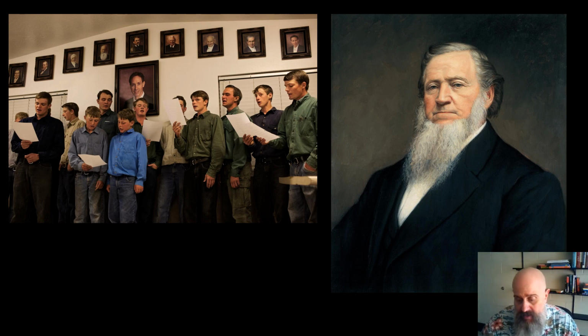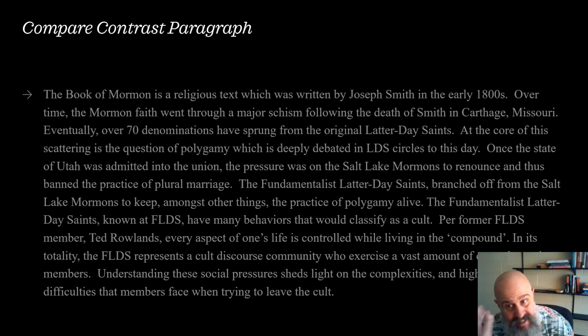So the student read about that, and the segue for this is they went through and described, going back to that last discussion, how the fundamentalist Latter-day Saints, what they call the FLDS, which is the cult group, are different than the Salt Lake Mormons. Okay, so really well done with this.